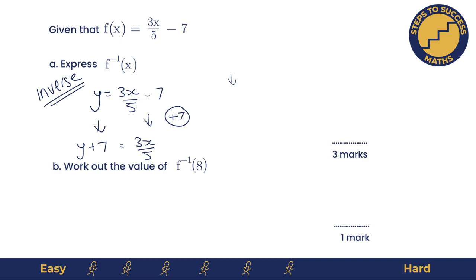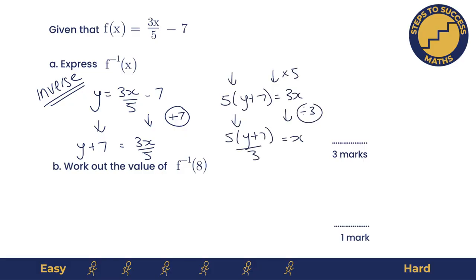Now multiply by 5. Use brackets. 5 bracket y plus 7 is equal to 3x. And now divide by 3. 5 bracket y plus 7 divided by 3 is equal to x. And make sure you take the final step of writing it correctly. F to the negative 1 of x is equal to 5 bracket, put it back as an x plus 7 divided by 3.